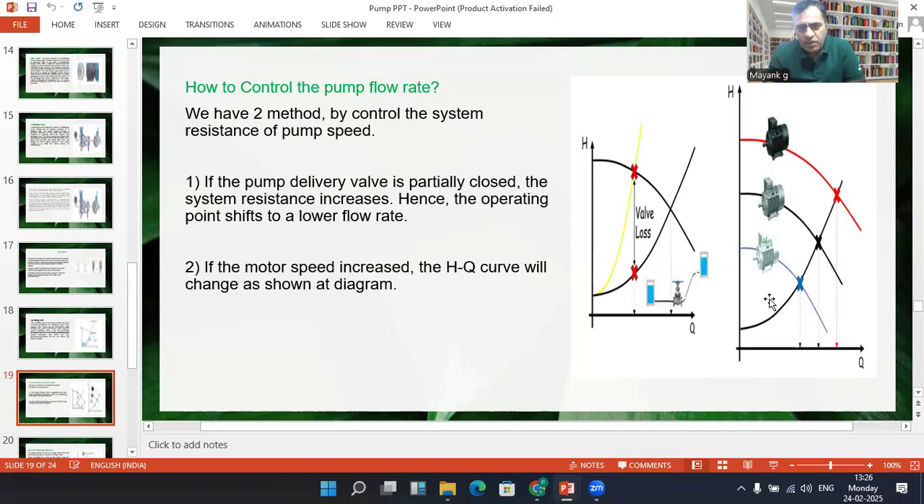As you can see here, if the speed is increased, the head versus flow operating point gets shifted. And here, since the delivery valve is closed, the system resistance is increased and the operating point also shifts to the lower flow rate.